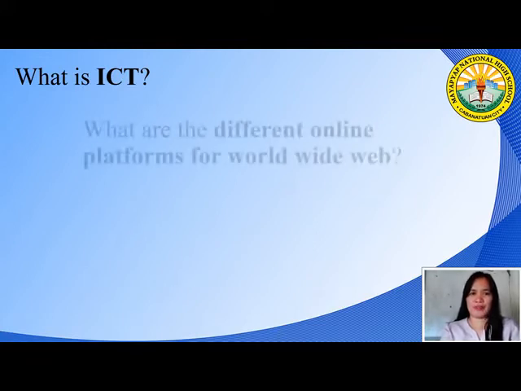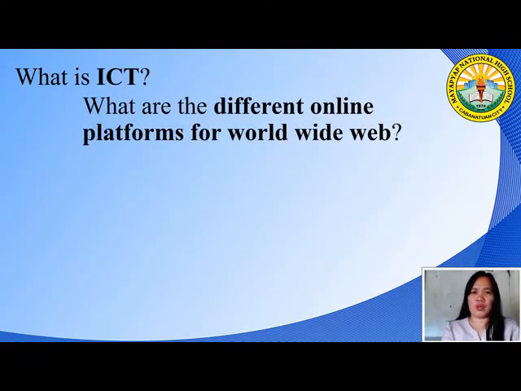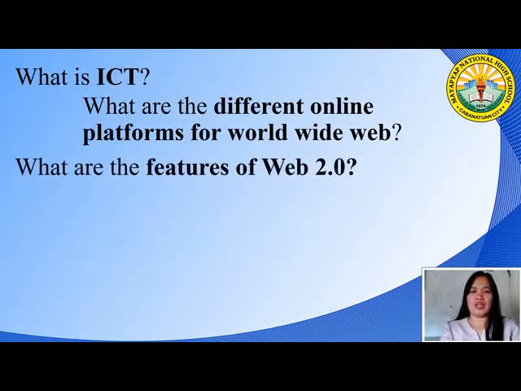Now, let us have some recap. What is ICT? ICT deals with the different communication technologies such as mobile phone, telephone, internet, to save, locate, send, and edit information. What are the different online platforms for World Wide Web? We have Web 1.0, the static page, Web 2.0, the dynamic page, and Web 3.0, the semantic web. What are the features of Web 2.0? Taxonomy, rich user experiences, user participation, long tail, software as a service, and mass participation.